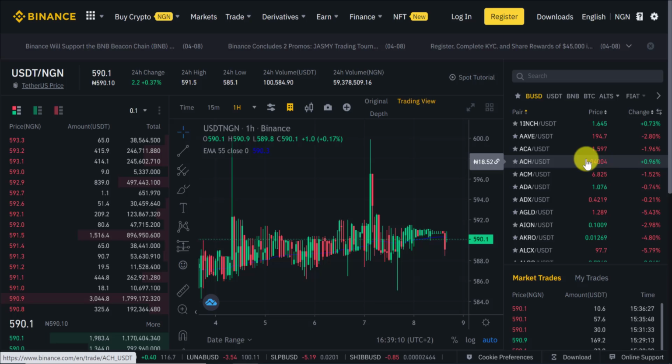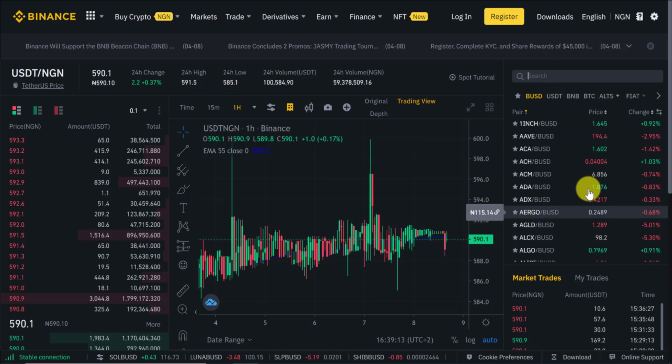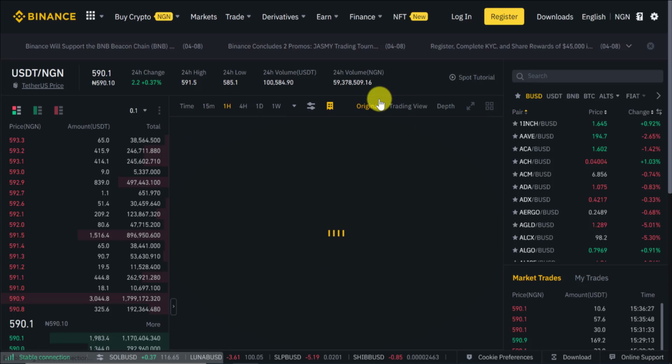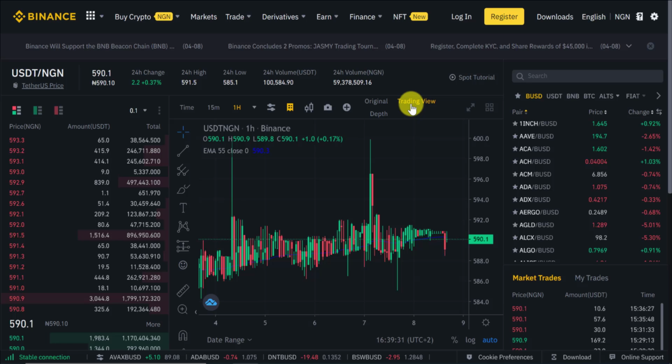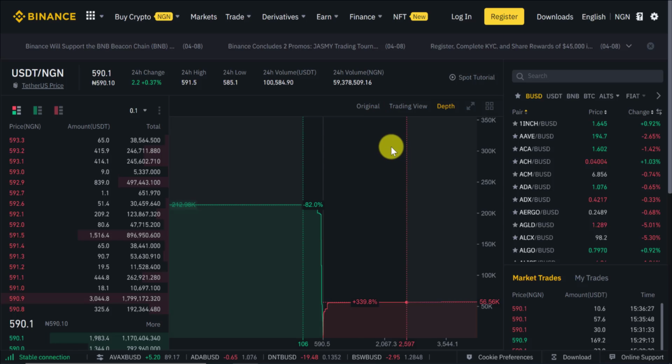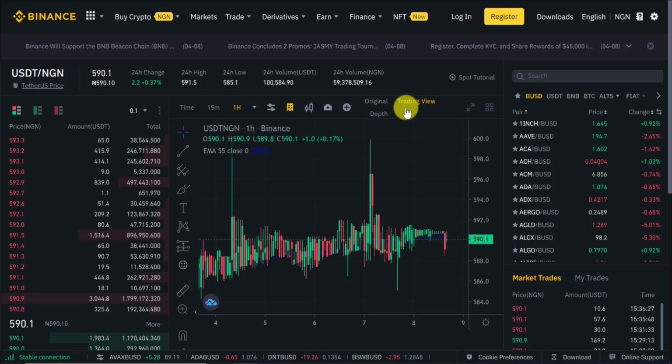Another thing that I have to show you is that this chart that you're seeing here, there are three of them. We have the original, we have the trading view, and then we have depth. Most of the time when you are trading, you will be using this trading view, because I made a separate video on how to use the trading view platform, how to install it to your laptop, and your other devices.